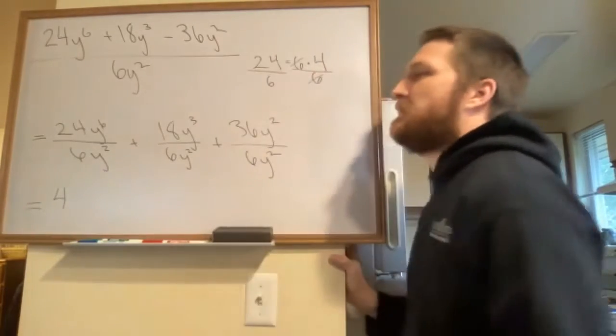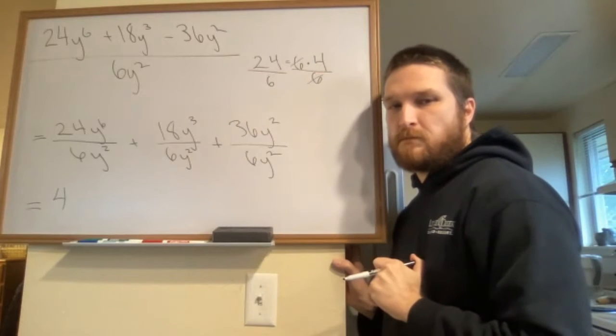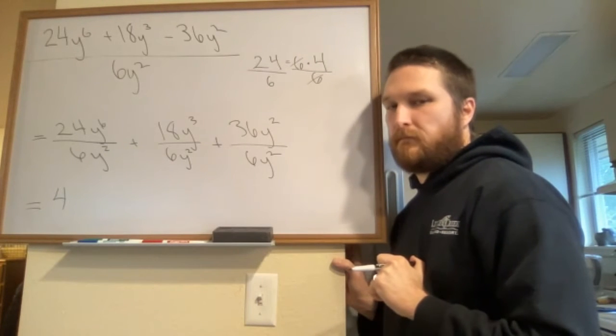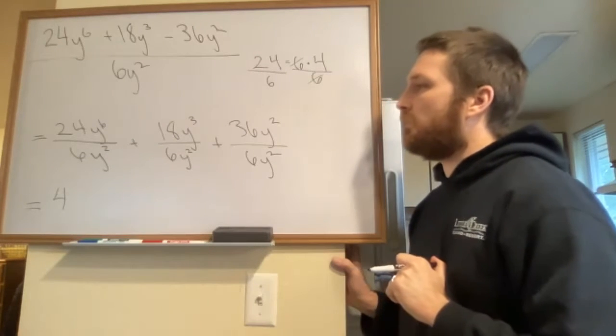What's y to the 6th over y squared? Y to the 6 over y squared is... it's y to the 4.